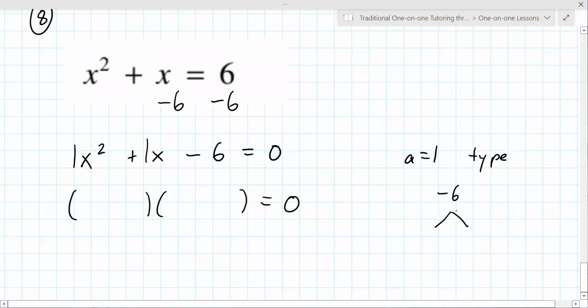Any idea what those numbers are? Do you know how to figure those out? I'm trying to think. Would it be 3 and -2? Yes. Those are the correct ones.